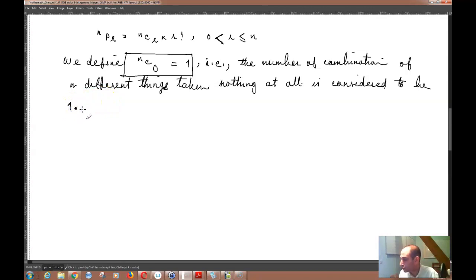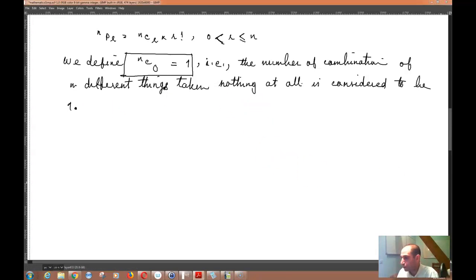The reasoning that they have used here is that counting combinations is merely counting the number of ways in which some or all objects at a time are selected. That you already understand. Selecting nothing at all is the same as leaving behind all the objects, and we know that there is only one way of doing that. And so this way we define n combination 0 as 1. That's basically what they have done.